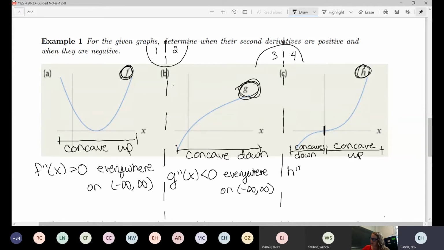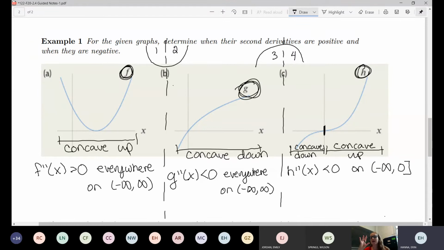So since this function name was h, we'd have h prime of x is less than 0 on negative infinity to 0. Now, just like with the increasing and decreasing, you get to choose whether or not you put a bracket or a parenthesis. I'm going to just choose a bracket, just because I feel like using a bracket.